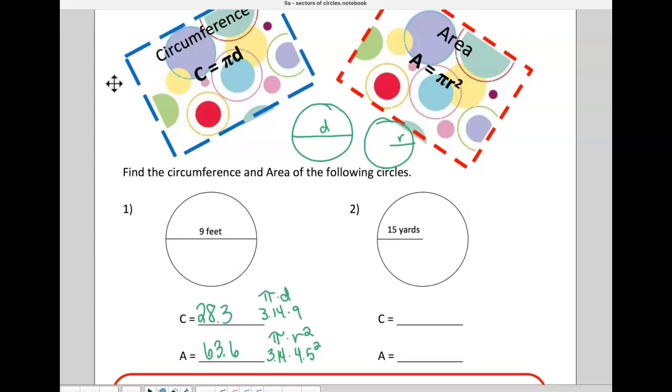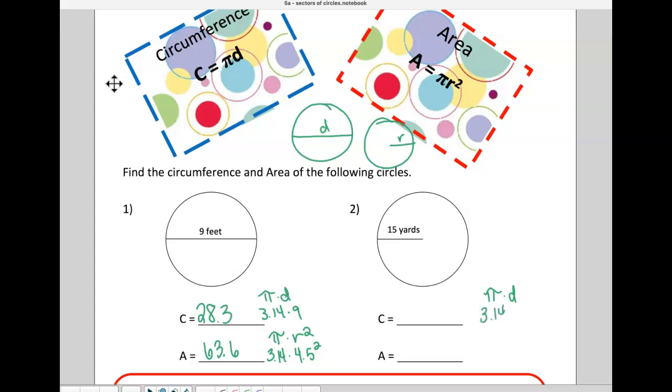Okay. On the second one, circumference again is pi times diameter. What's the diameter of that circle? Is 15 the diameter? No, Casey, what's the diameter? What do you think? Or how would I find it? Not by itself, by 2. Yeah, times it by 2.